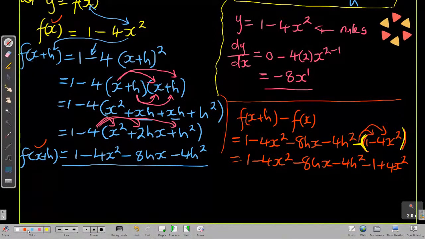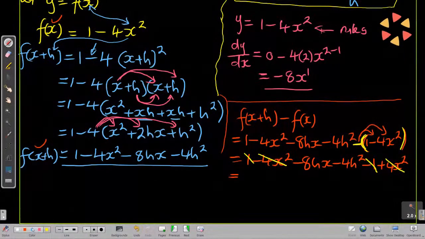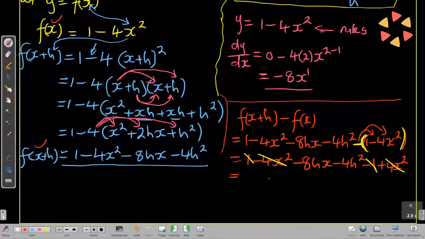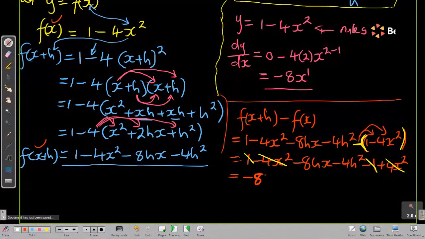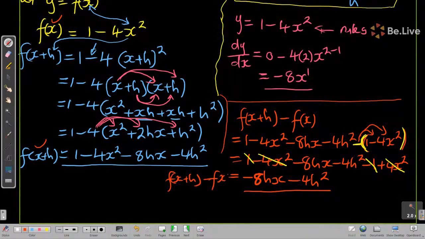All right, guys. So with that, at this stage, if you look carefully, you've got 1 minus 1. You've got minus 4x squared plus 4x squared. So those kind of scenarios are the common ones whereby you find things cancelling. So at this stage, you'll have minus 8hx minus 4h squared. So that's what you are now having. Don't forget, what is this? This is your f of x plus h minus f of x.